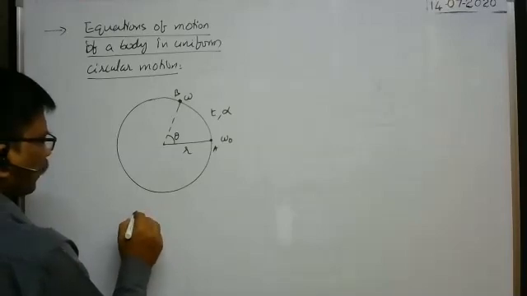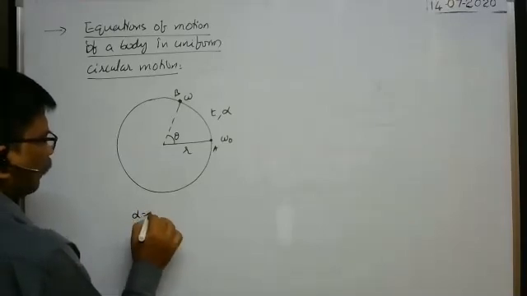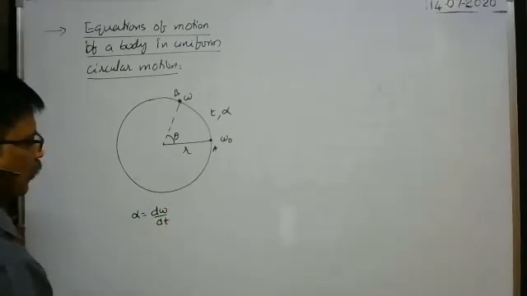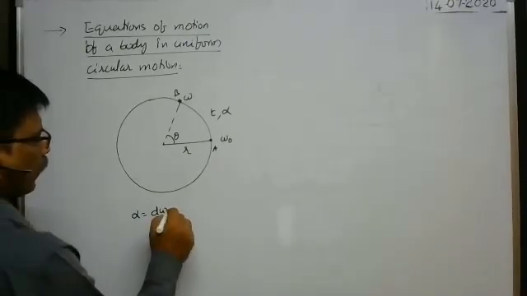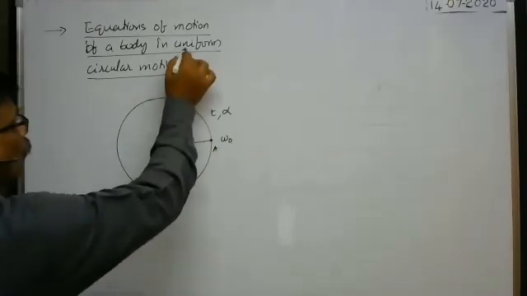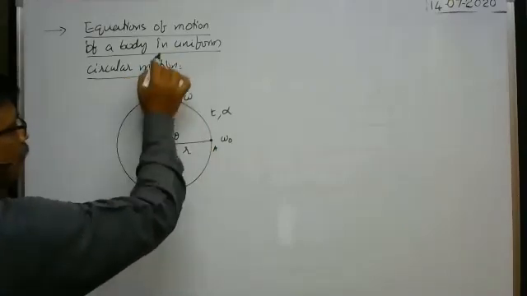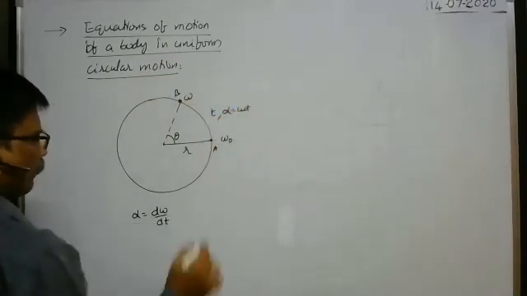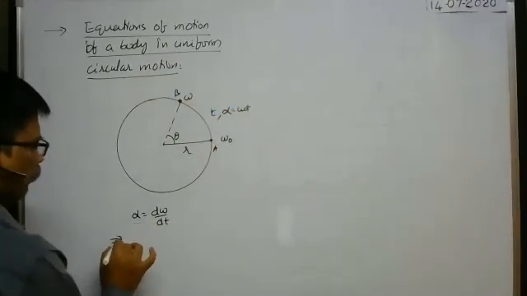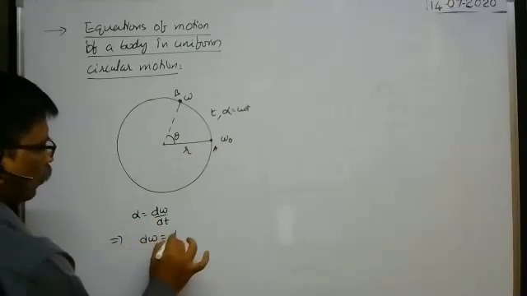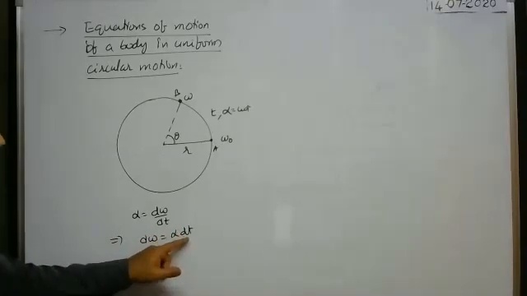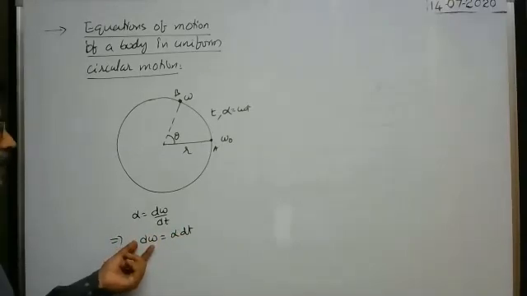Okay, here we know according to the definition of the angular acceleration, alpha is equal to d omega by dt, no? Here the body travels with uniform circular motion. The body is in uniform circular motion means angular acceleration alpha is constant. So this implies we can write d omega is equal to alpha into dt, no? In a small interval of time dt, the change in angular velocity is d omega.